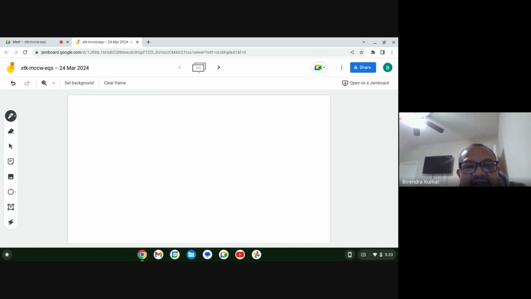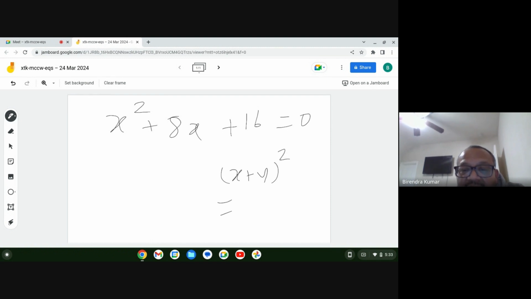Okay, let's look at some more problems. Let's say somebody says x square plus 8x plus 16 equals 0. Solve it for x. I see all plus. That means it could be in the form of (x plus y) square, because I know (x plus y) square equals x square plus 2xy plus y square, right? That's one of the identities, correct?